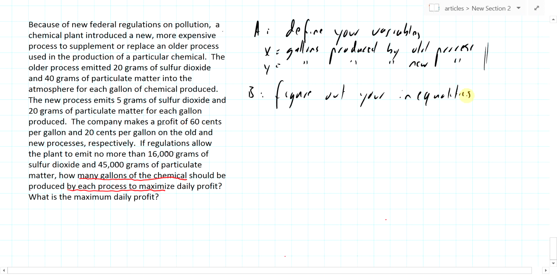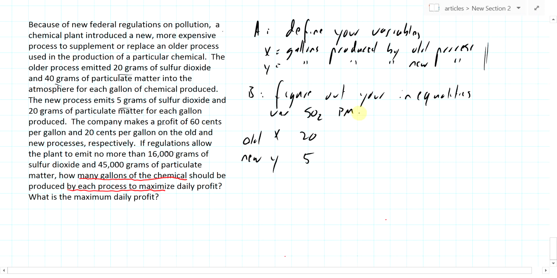So, we're going to set up a little table because we need to know about the old process and the new process. We say, okay, what's your variable? The variable is X for the old, Y for the new. What do we know about it? Well, sulfur dioxide, which is SO2. The old one emits 20 grams. The new one emits 40 grams. No, the new one emits 5 grams.